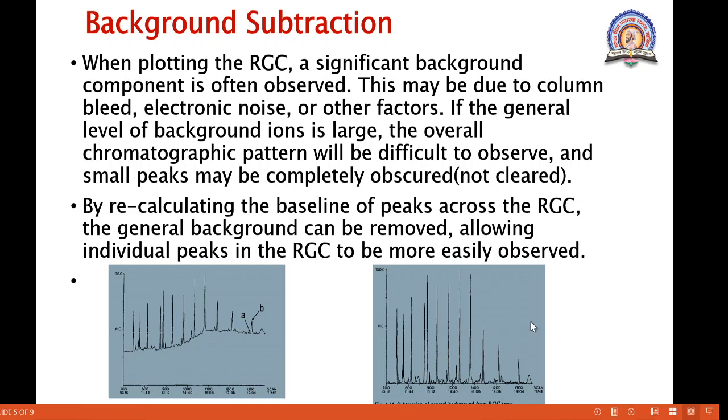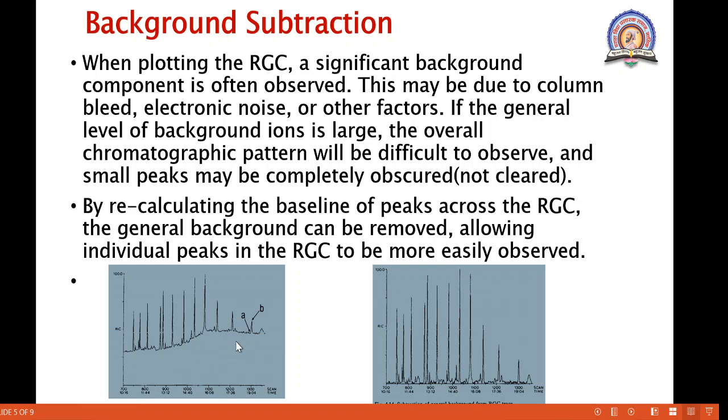It can be replotted at any time. Okay, it is clear. By recalculating the baseline of peak across the RGC, the general background can be removed, allowing the individual peak in the RGC to be easily observed. It means that by removing the general background, we can observe the complete spectra, or the resolved spectra, of the compound. Here these small peaks are not clear, while they are clear in this case. Okay, this is called the background subtraction.